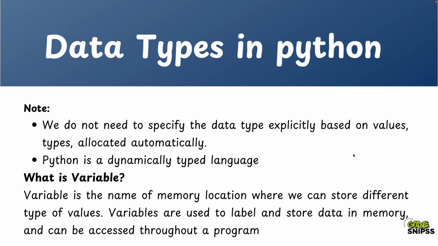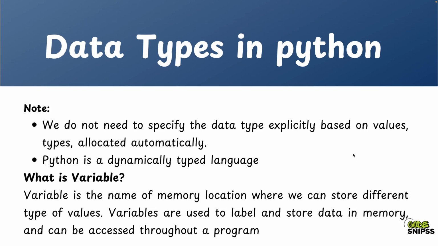Later on, we have a question here, like what is a variable. So the variable is the name of a memory location where we can store different types of values. For example, if you want to store someone's name in your file and you want to call it later, how will you call it? So for that, for every value, we assign that value to a particular variable so that we can use that variable later in our file. So variables are mainly used as a label to store data in memory.